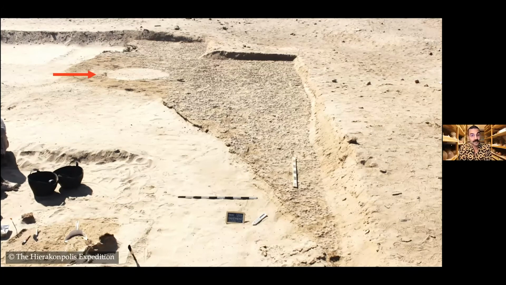Some of the graves were cut through the mud, like the circular grave that you can see marked with the arrow, and other graves were placed immediately adjacent to it, and some graves were even placed on the surface of the mud. But it's that surface in particular that I'm interested in right now.